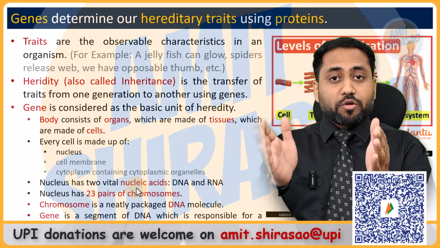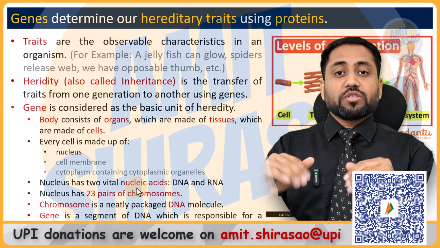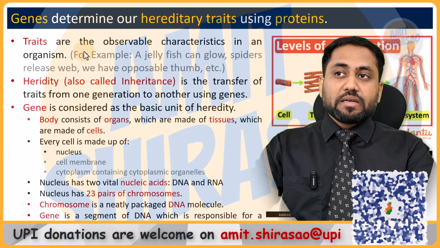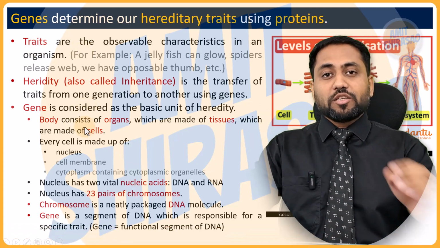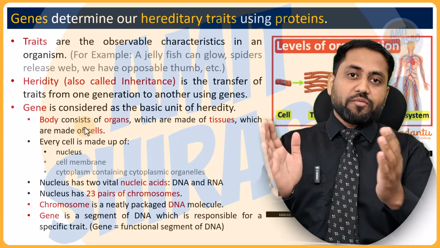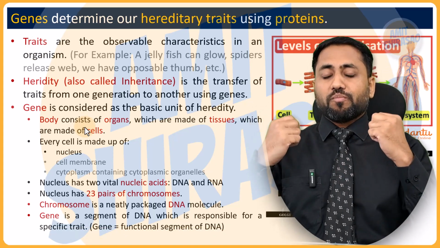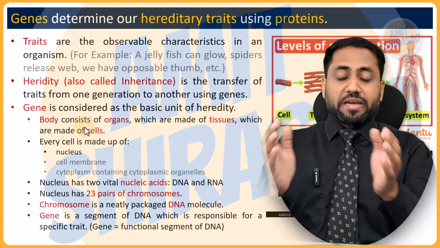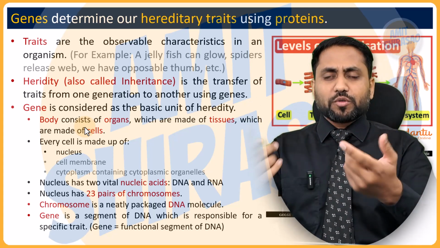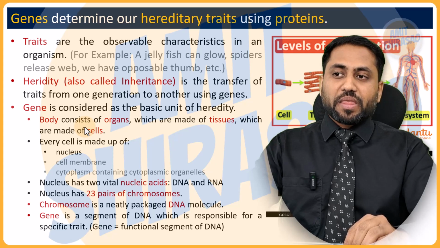Gene is a segment of that DNA which is responsible for a certain trait. That means for one observable characteristic, you will have one gene on the DNA. So one DNA molecule can have many genes, and every gene will be a series of nucleotides. That will also come in the next slides.